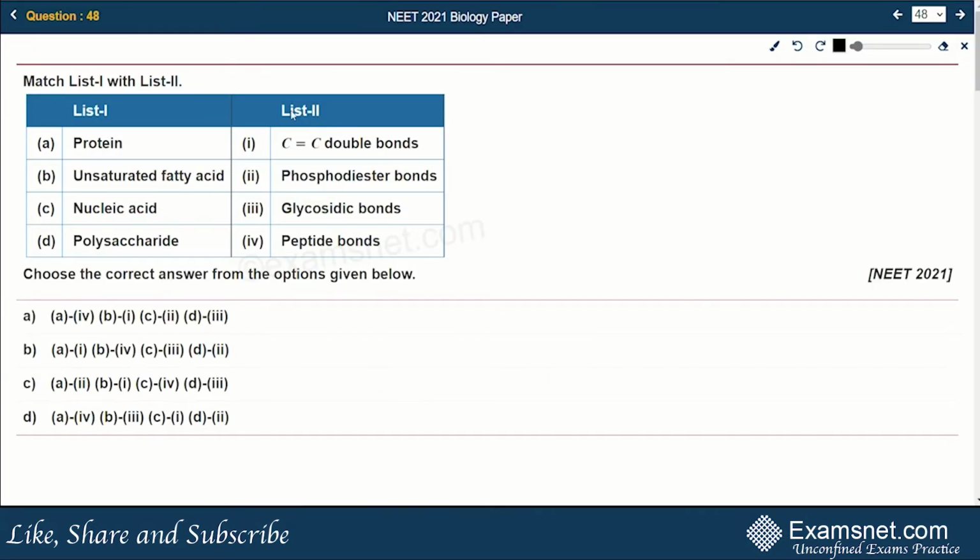Question number 48 is from the chapter Biomolecules, class 11, and here we have to match list 1 with the correct option in list 2. The first one is protein. What is protein? We know that it is a polypeptide. This means that it consists of more than one peptide bond. Therefore, the correct match for protein will be peptide bonds.